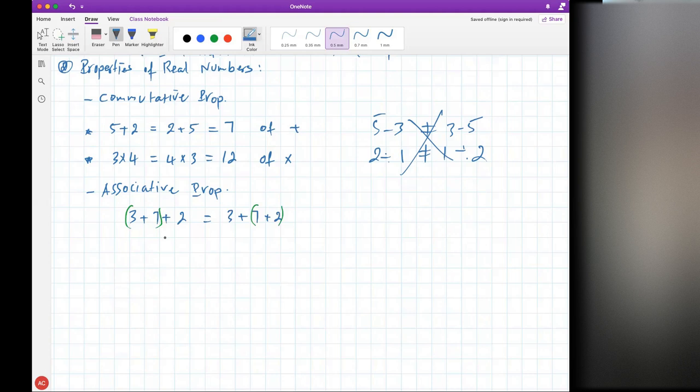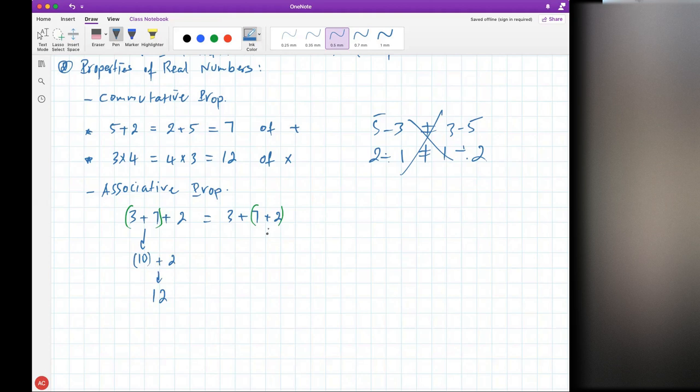So let's evaluate or simplify this side. Where do we start if we want to evaluate this side? Parentheses, correct. So we need to do the parentheses first according to the order of operations. So that's 10, plus 2. Of course, this is 12.